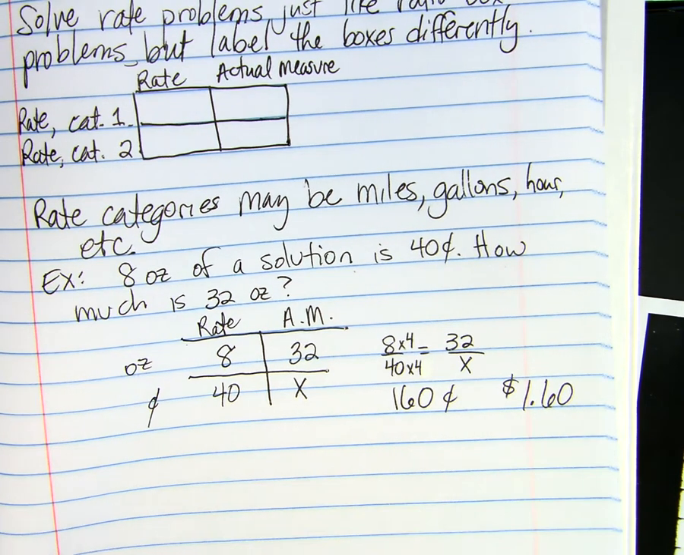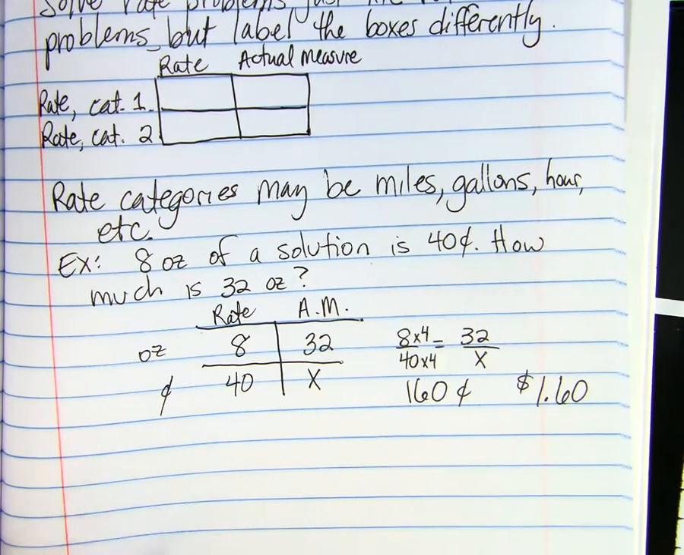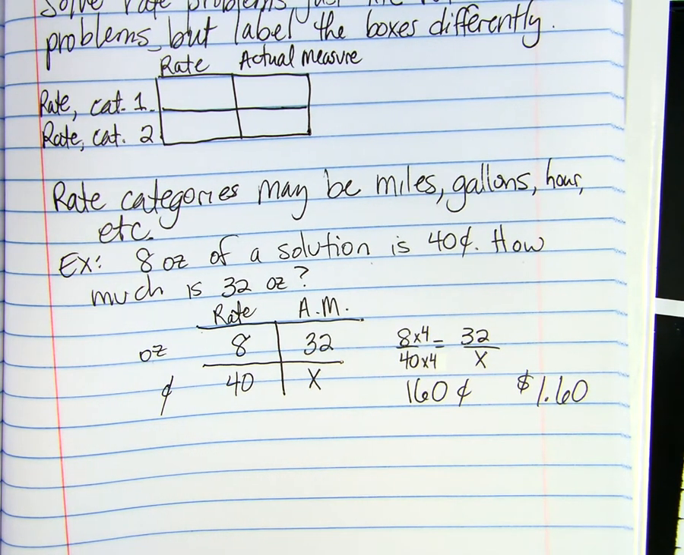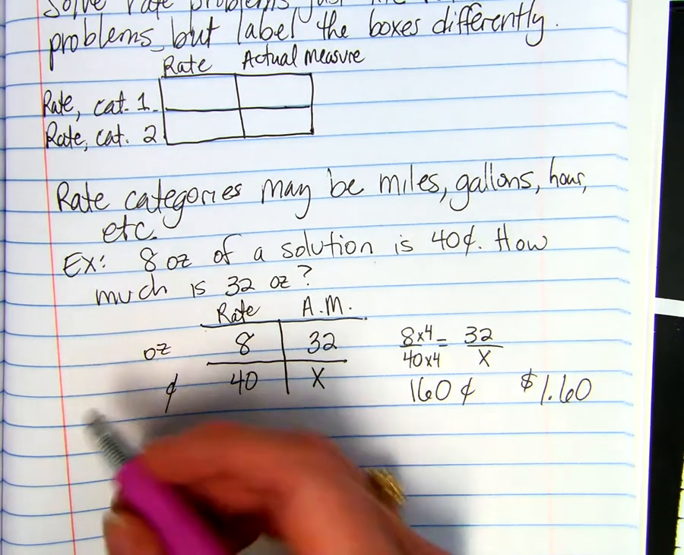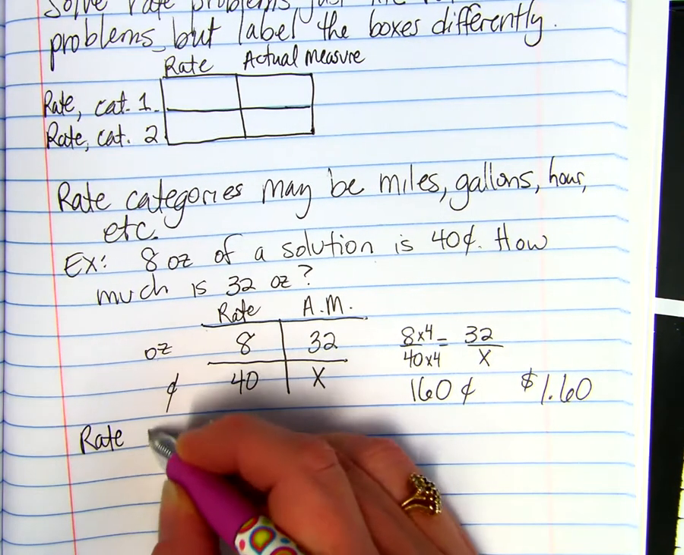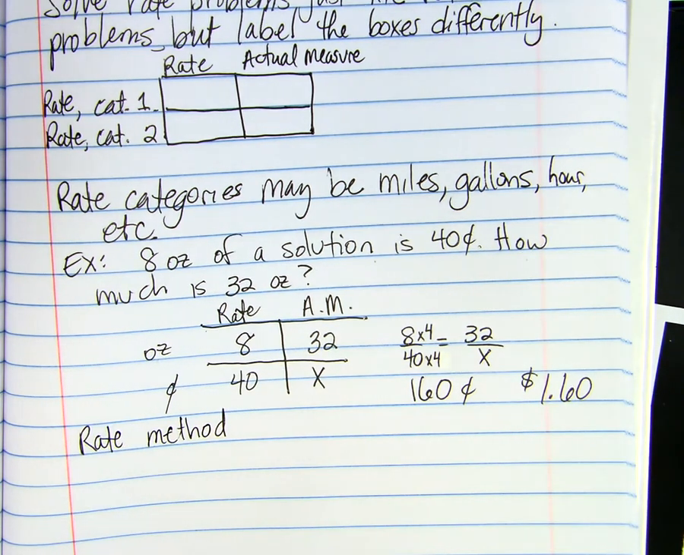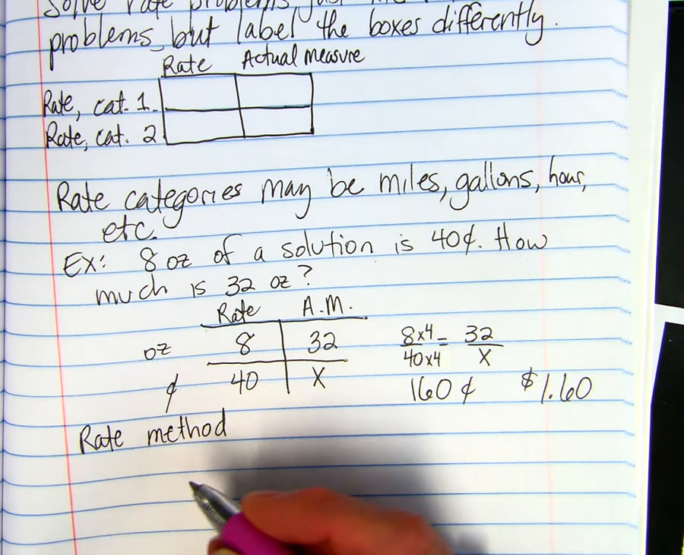There is a different method than setting up a ratio box or a rate box, and we're going to just call it a different rate method. Yes, you do. Rate method. Just a minute, please. I can't read what's on my paper here. Let's call it rate method. Okay.